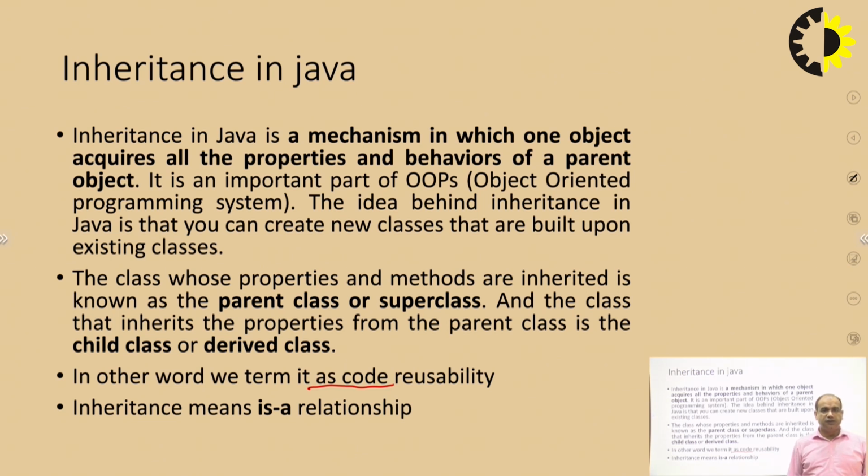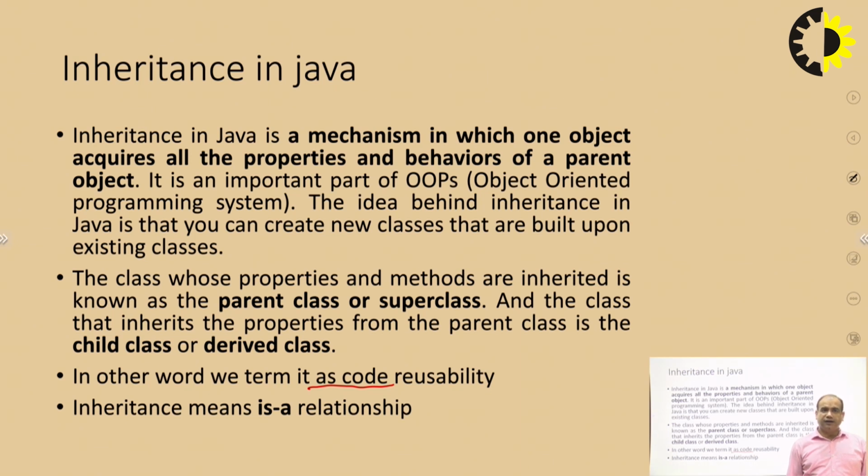Code reusability means someone writes a code, and anyone who wants to use that code can use it without writing it again from scratch. That gives the programmer the flexibility to reuse code written earlier by someone else. So inheritance in Java is a mechanism in which one object acquires all the properties and behavior of a parent object. It is an important part of the OOPS concept.